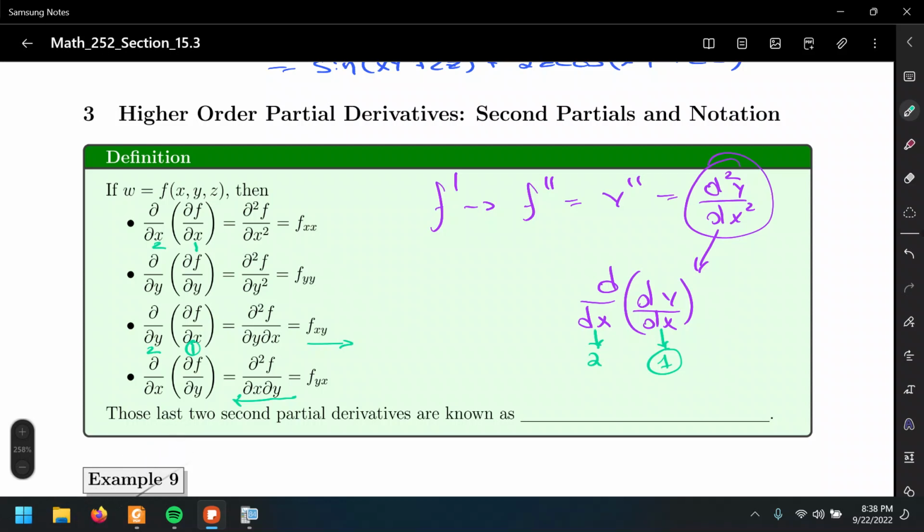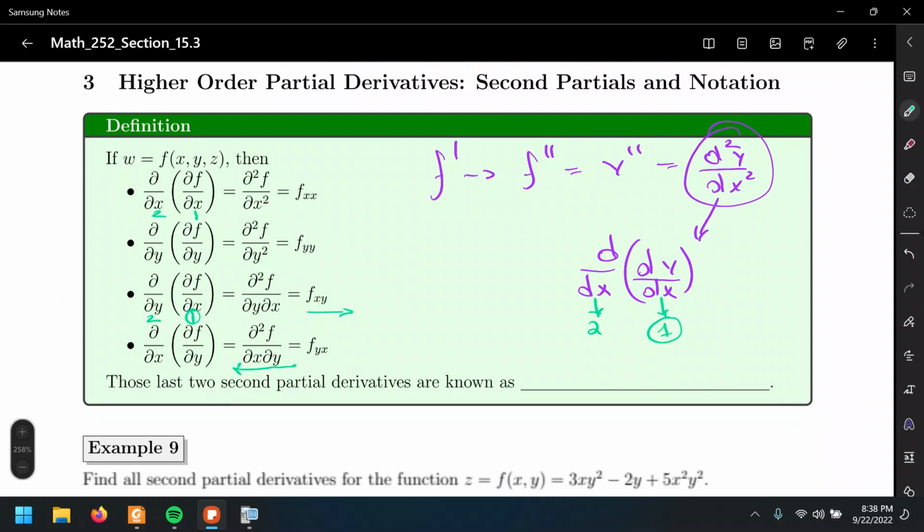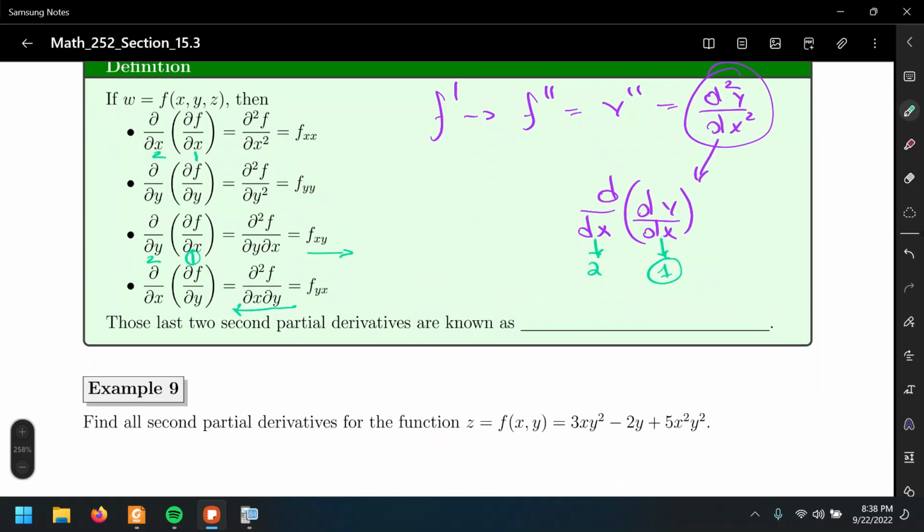So we do the partial derivative with respect to y first, then x. Do you see the subscript? We do the y first and then the x. Over here, we do the x first and then the y. So it's reversed. When we go about these examples, I will use both notations just so we all get used to both.